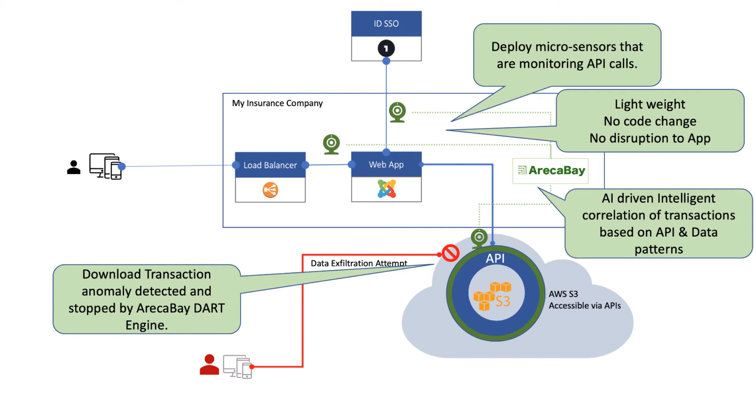Rika-Bay in real time correlates the API calls as seen at different microsensors and across the various segments to identify and baseline the legitimate transactions. When a malicious actor tries to directly access data stored in S3 using the AWS command line interface, which we know internally translates all the commands over to API calls, Rika-Bay detects the anomaly in data access, sends an alert to the Rika-Bay console, while at the same time blocking the exfiltration attempt.